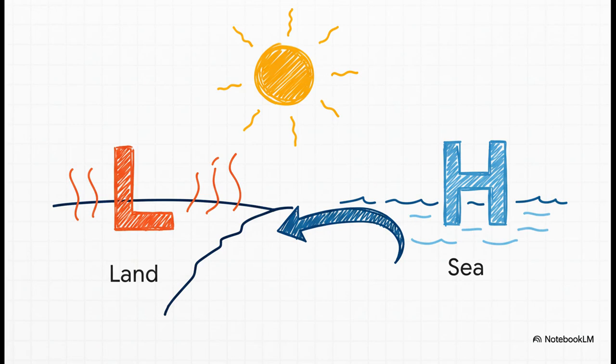It's really simple. During the day, the land heats up much, much faster than the sea. This hot air over the land rises, creating a low-pressure zone. Meanwhile, the sea stays nice and cool, creating a high-pressure zone. And what's our golden rule? Wind flows from high to low pressure. So we get a cool, refreshing breeze blowing from the sea onto the land. And that, my friends, is the sea breeze.